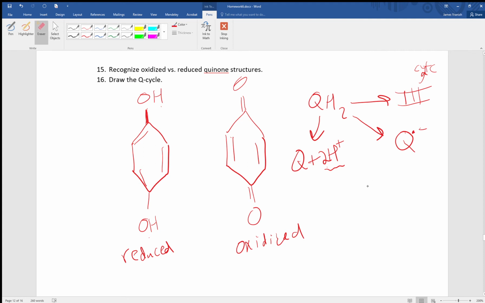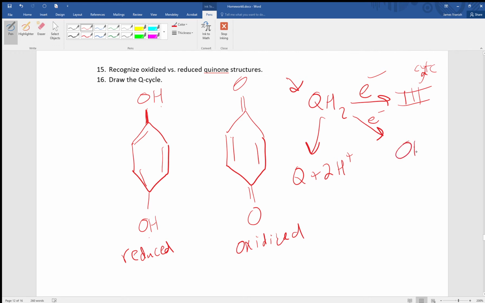Now, in the second round of the Q cycle, another QH2 will come in and bind to this first site. Again it will lose its electrons, becoming a Q and 2 protons. One electron goes further on down the electron transport chain, and the other electron goes to this Q radical, which now becomes a QH2, and that can now leave that second binding site.